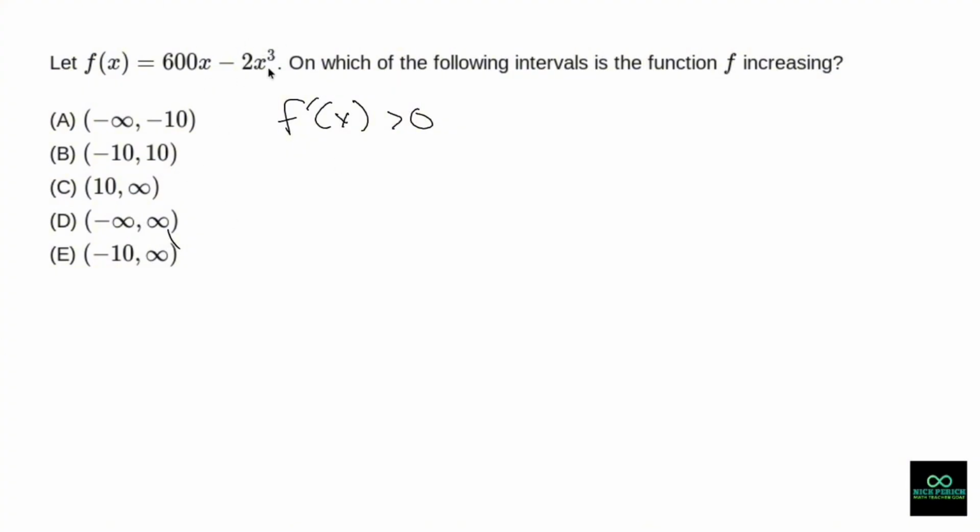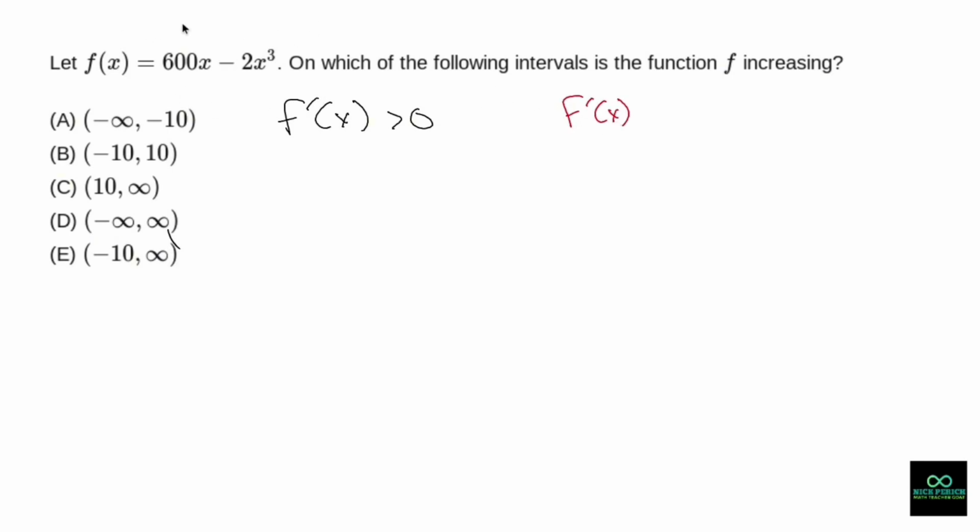So this is going to be a three-step process. Step number one, take the derivative, set it equal to 0, find the critical points. Step 2, use those critical points and make a sign table. And step 3, plug in some points to find out where things are going to be positive or negative. So let's find our critical points by taking the derivative.